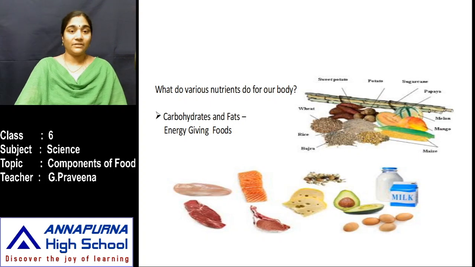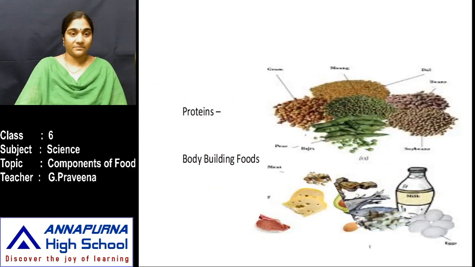It may be sunflower oil or whatever the oil, mustard oil. So all these oils consist of major amounts of fats in it. And the animal sources such as fish, meat, egg, milk. So these are also the food substances which consist of major amounts of fats in it. So carbohydrates and fats, they are known as energy giving foods which give us energy.